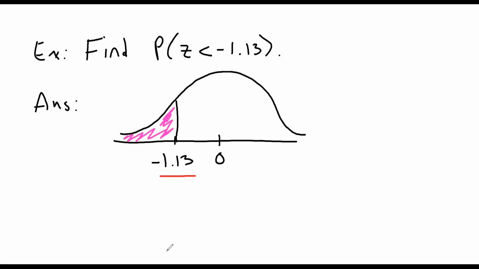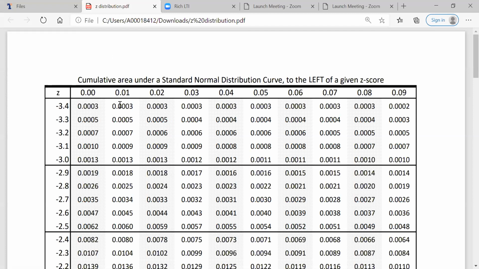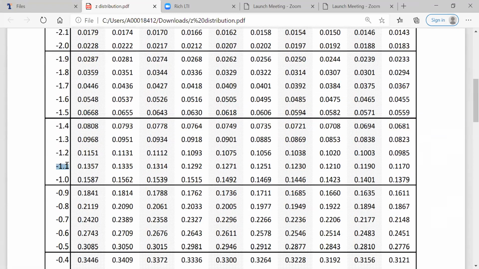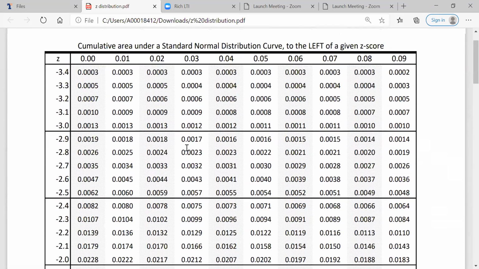Anyway, negative 1.13 is the Z-score that we're finding the area to the left of. So let's look up negative 1.13. The 0.03 is in the fourth column, so keep that in mind as we scroll down. Negative 1.1 is right here. I forget which column. Well, let's just count it out. This is the 0 column. 1, 2, 3. The highlighted area is the area to the left of negative 1.13.